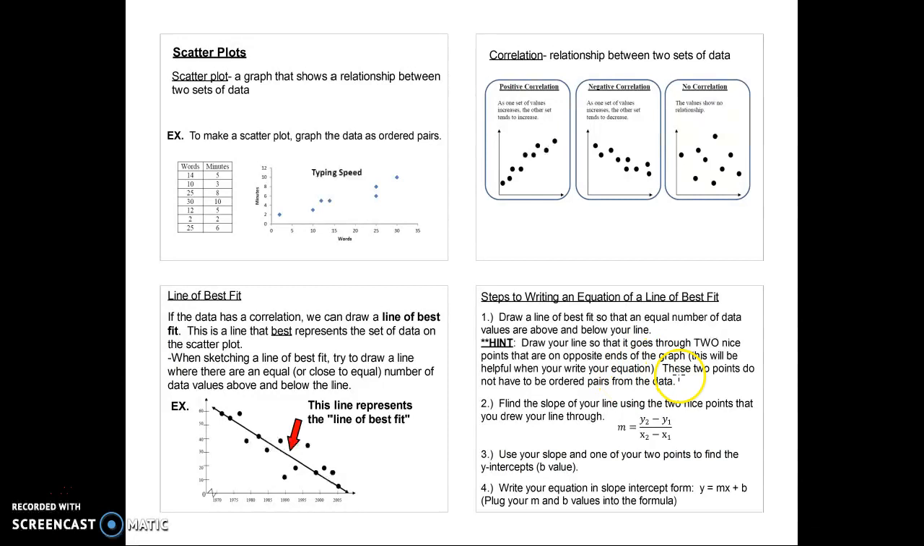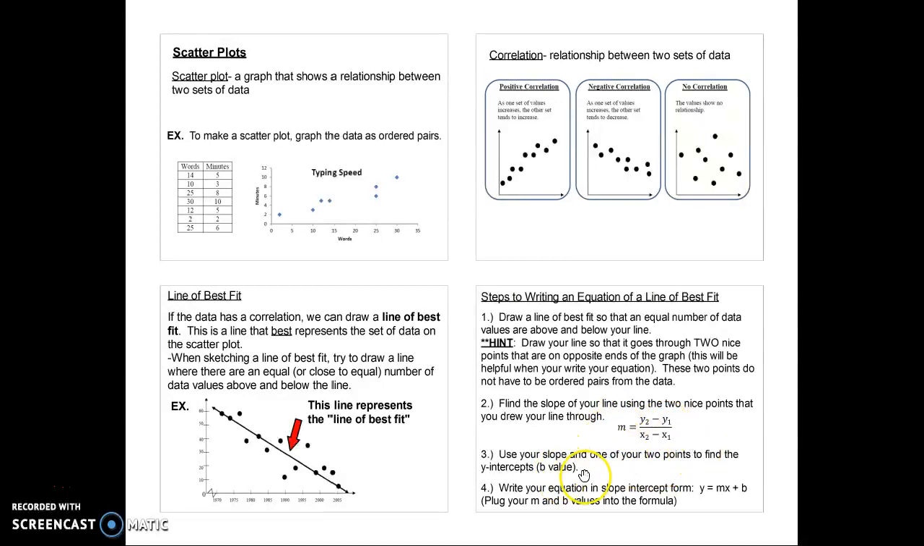Okay? Now, what's important about these two points is they do not have to be actual ordered pairs from the data. So even though it might not go through one of the ordered pairs, it should generally go through, if you can get it through, two nice points where they cross perfectly. Once you have that line drawn and you know that it's going through two nice points, you're going to use those two nice points to find the slope. So remember, when we find our slope, we're going to list out those two coordinate pairs of x comma y, and then you're going to subtract your y values and divide that by subtracting your x values.